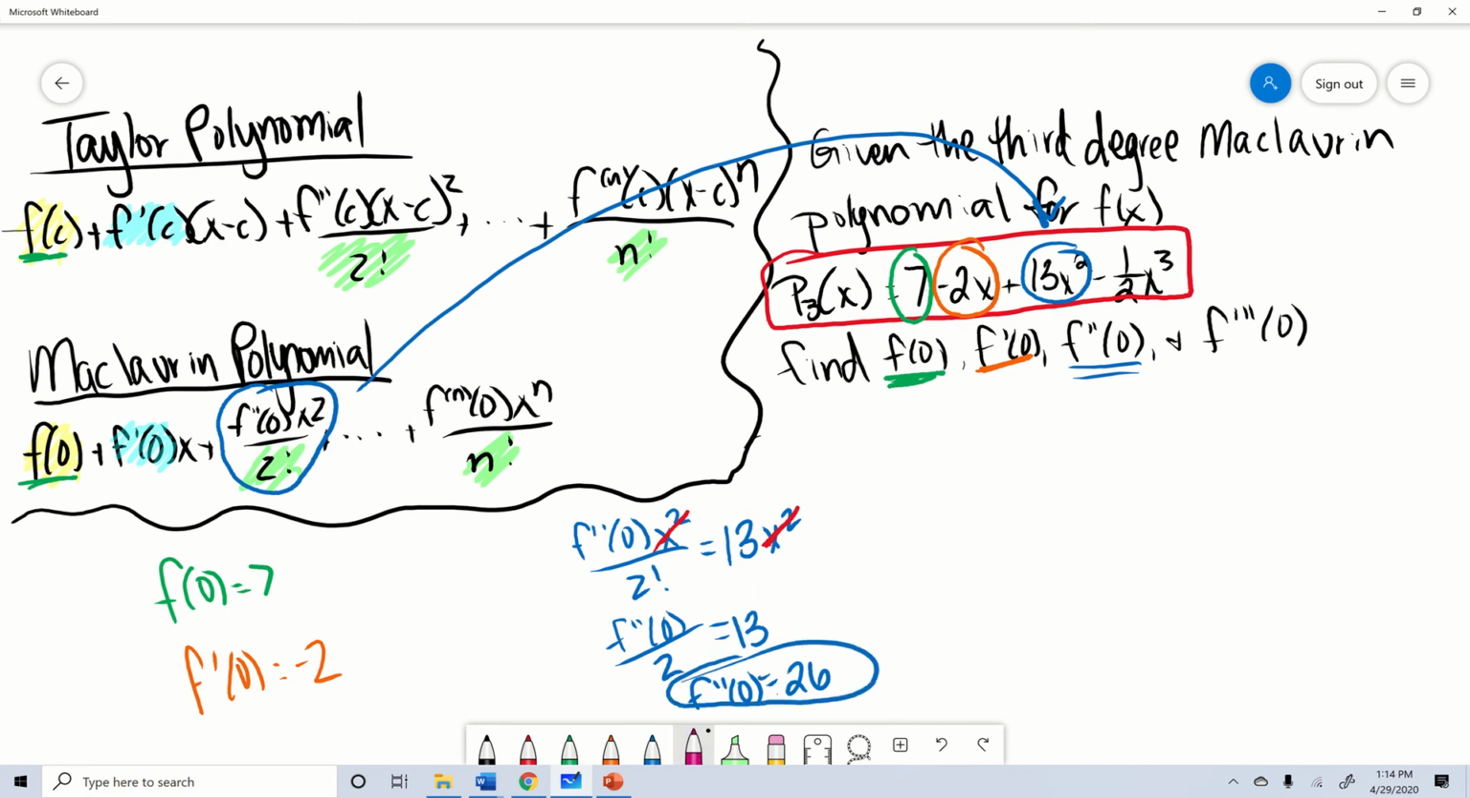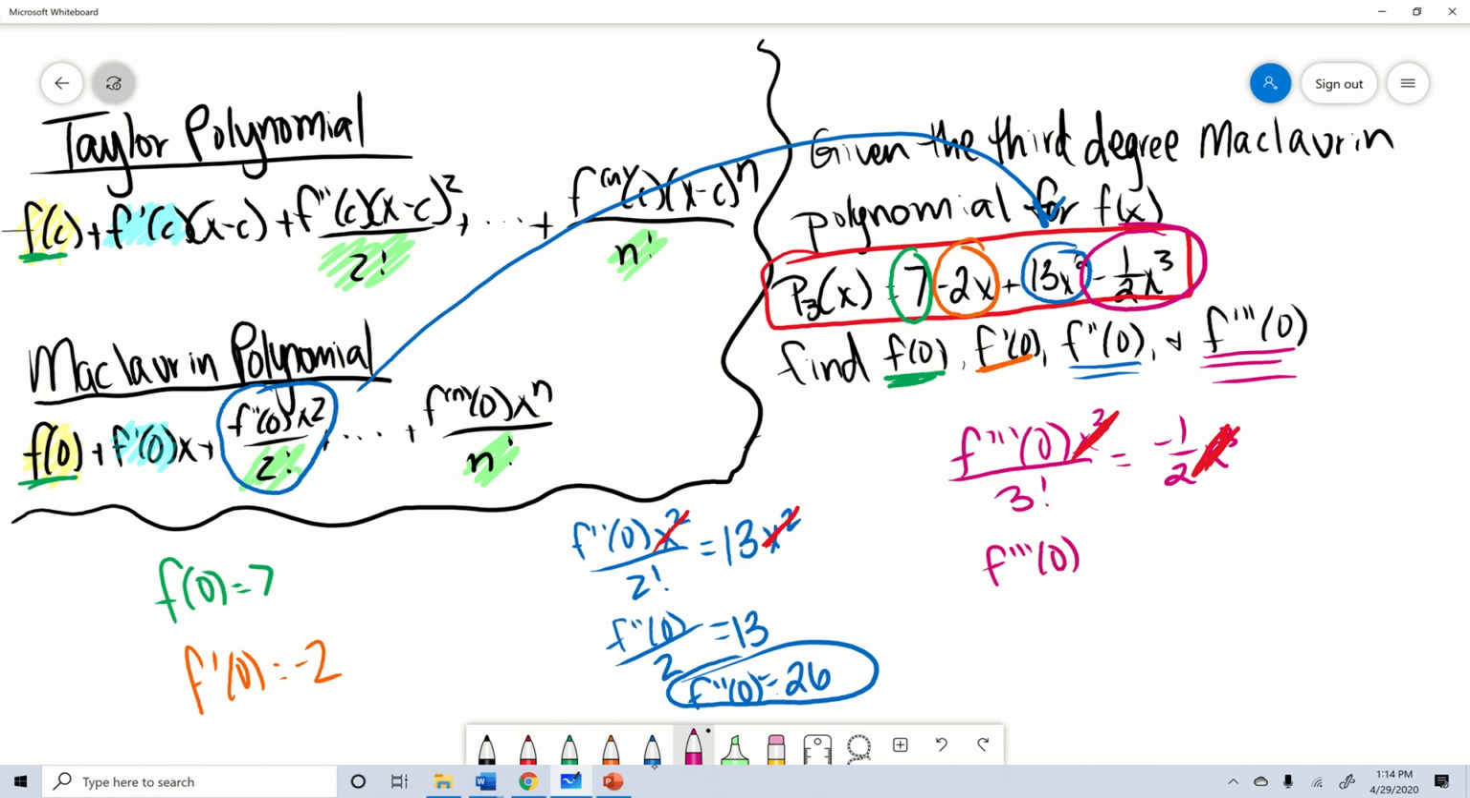We're going to do the exact same thing with the third derivative. So we look at the x cubed term, and we think about, in general, what it would look like. So in general, it would be f triple prime of 0, x cubed over 3 factorial. Specifically for this problem, it's -1/2 x cubed. So the same thing happens as it did last time. There's an x cubed on both sides, so those are going to divide out. Then we get f triple prime of 0.